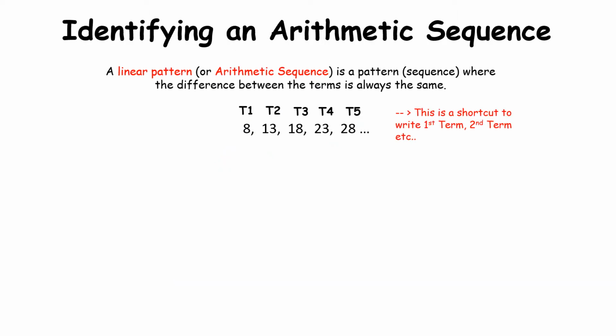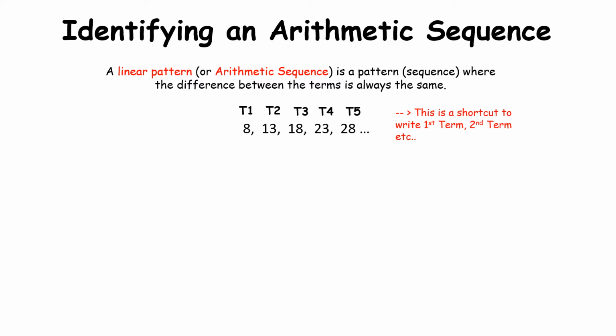Here we have the same sequence, 8, 13, 18, 23 and 28. Instead of writing the first term, second term, third term, etc., we have simplified it to T1, T2, T3, T4, T5 and so on. So we're going to use more specific or mathematical terminology. Instead of saying a linear pattern, we're going to talk about this as an arithmetic sequence. So arithmetic is another way to say linear, and pattern is a more encompassing word for sequence.